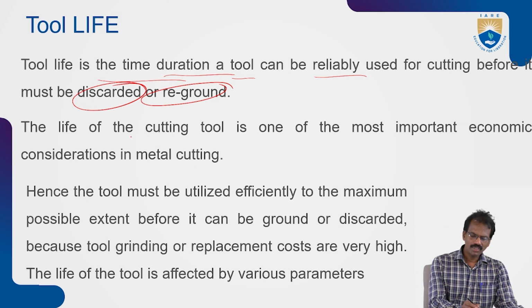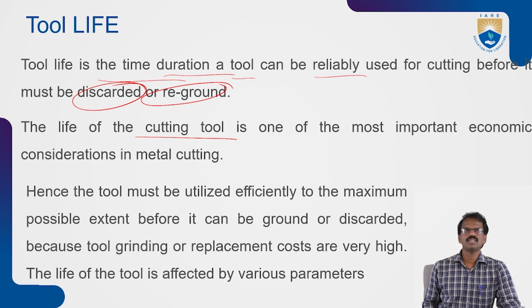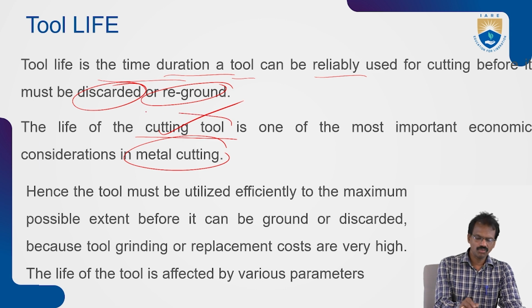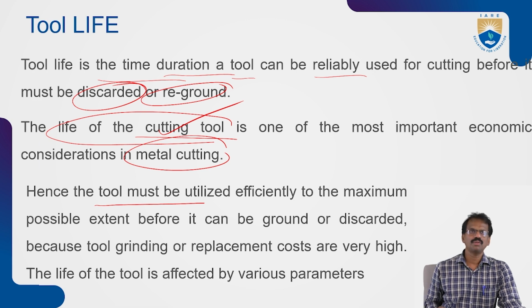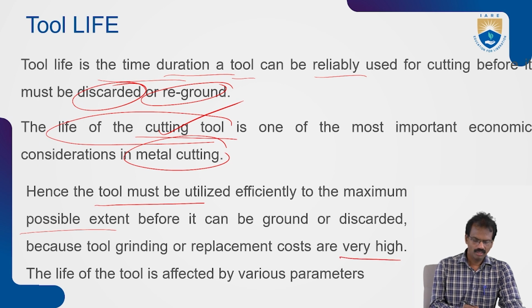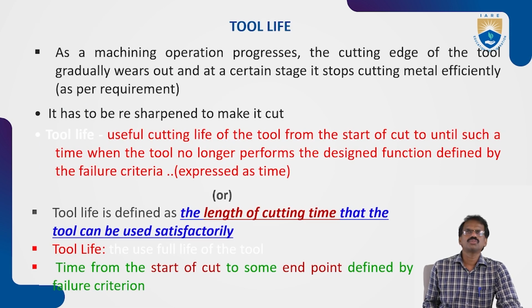The life of the cutting tool is one of the most important economic considerations in metal cutting. The tool must be utilized efficiently to the maximum possible extent before it is ground or discarded, because tool grinding or replacement costs are very high. The life of the tool is affected by various parameters. We'll see what the different parameters are, and first of all what is tool life and the definition of tool life.